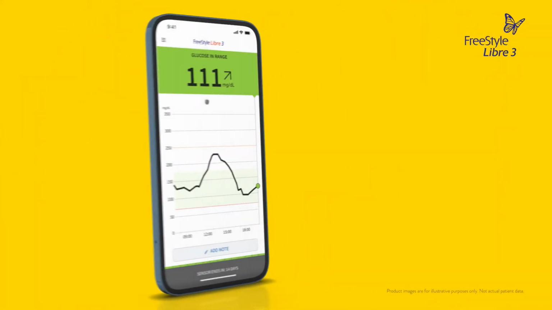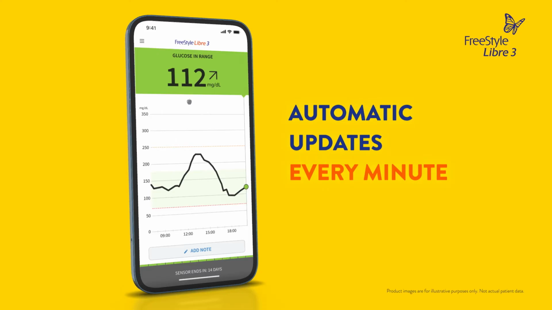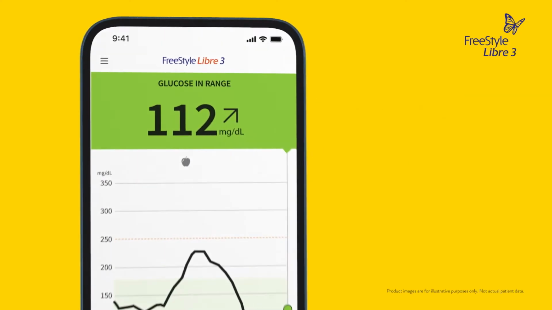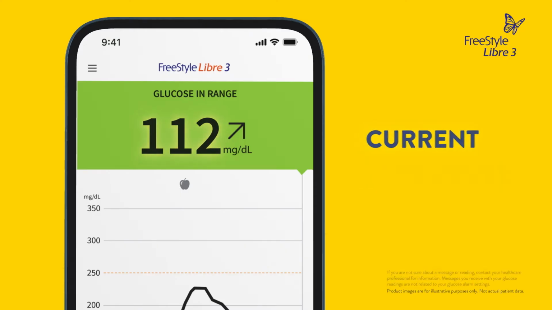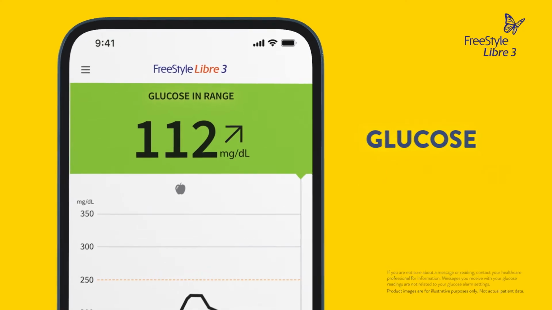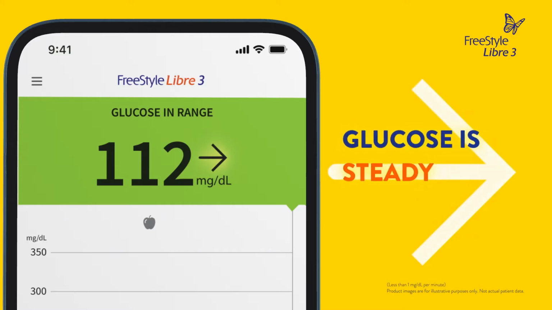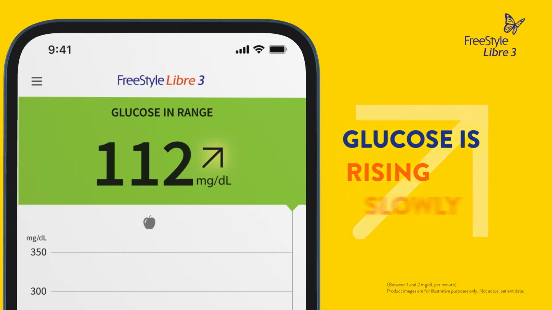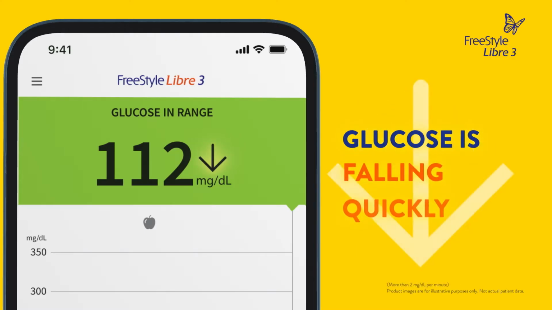The home screen displays your glucose information with automatic updates every minute from your sensor. This is your current glucose that is measured every minute. A message appears here letting you know about your glucose. For instance, if your glucose is in range or going low. The trend arrow shows the direction your glucose is going. It tells you if your glucose is steady, rising slowly, rising quickly, falling slowly, or falling quickly.